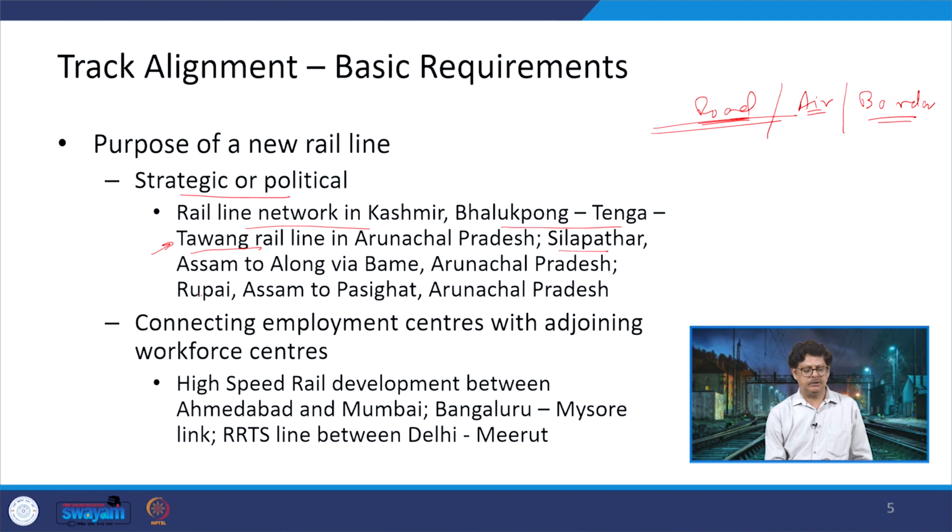Similarly, Silapathar in Assam along via Baim in Arunachal Pradesh. So this is again on the border side only, or Rupai in Assam to Pasighat in Arunachal Pradesh. These are some of the examples taken up for strategic or political reasons. In fact, the political reason can also be with respect to areas represented by certain MLAs and MPs, who want to provide connectivity to their constituency.